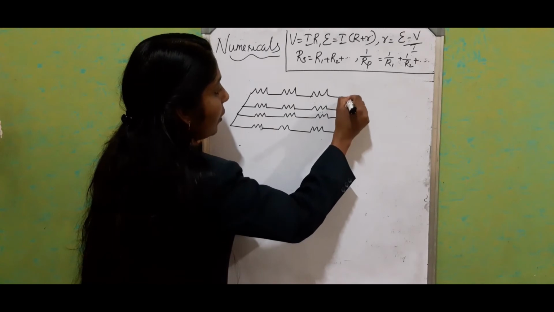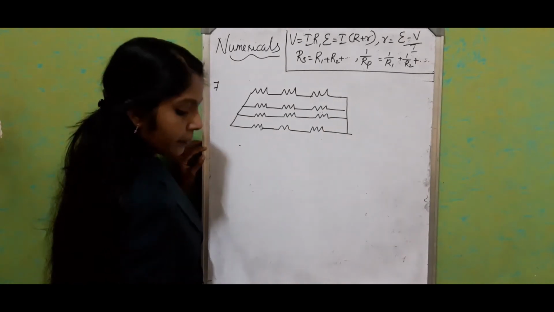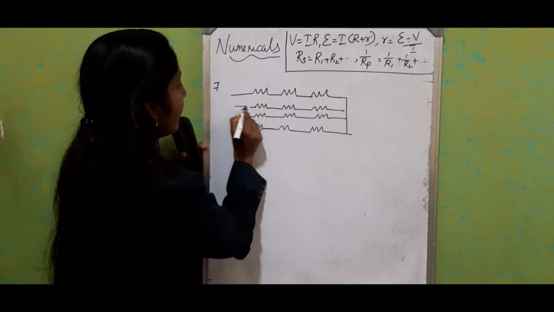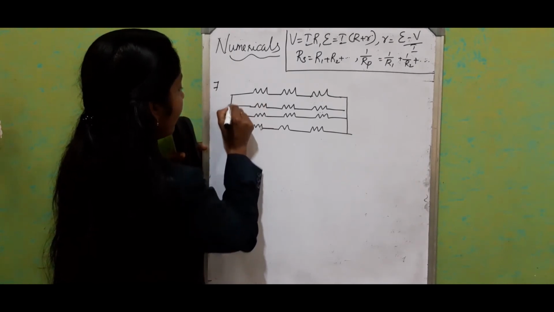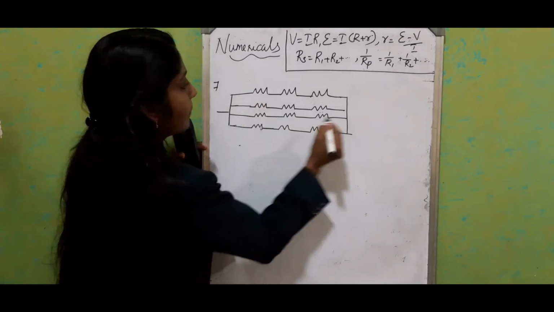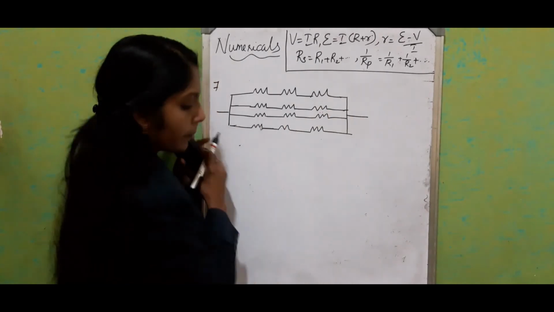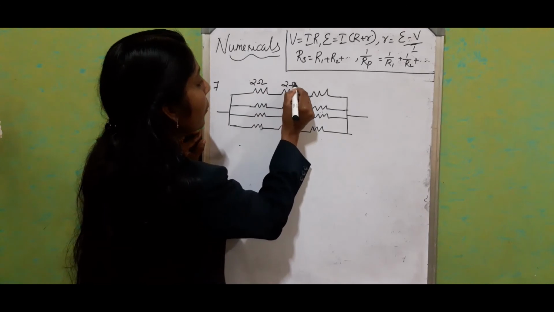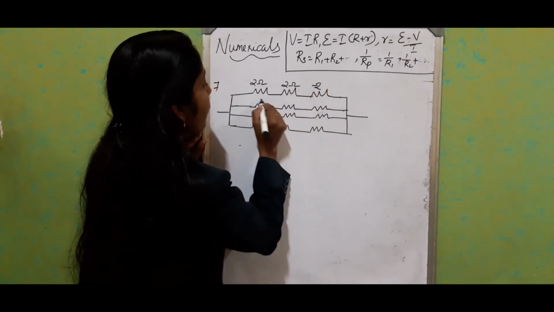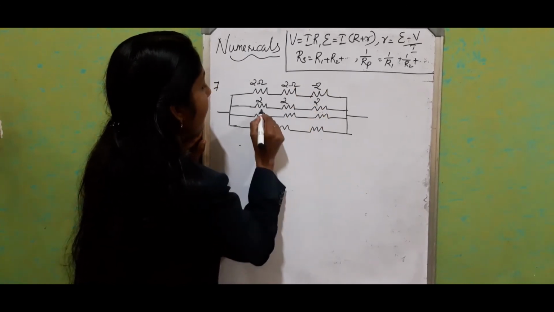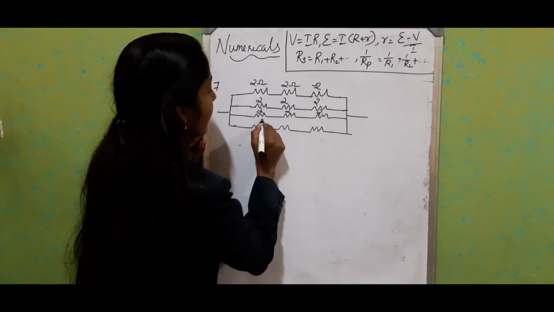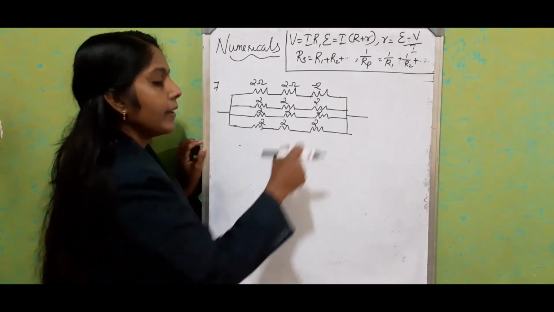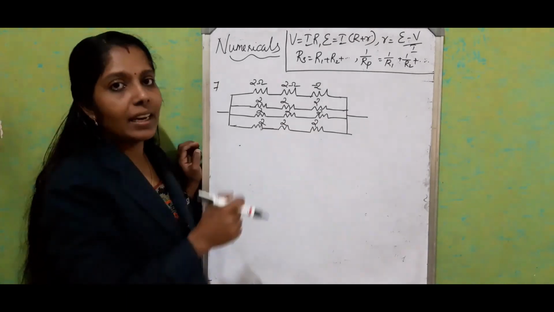Okay, so this way, 4 sets are connected in parallel. Each one has a resistance of 2 ohm. We have to find out the effective resistance. How to find out the effective resistance? We have to do the parallel combination.